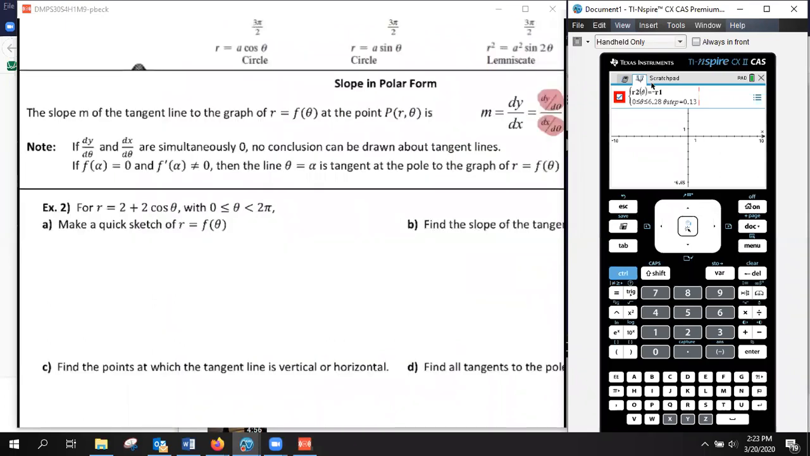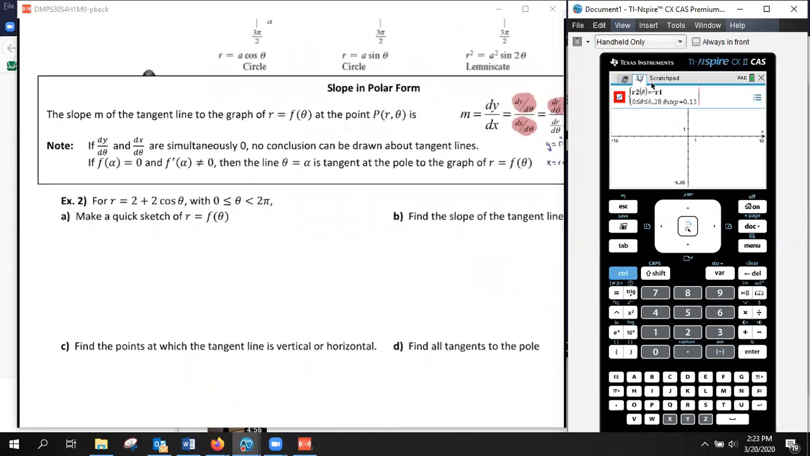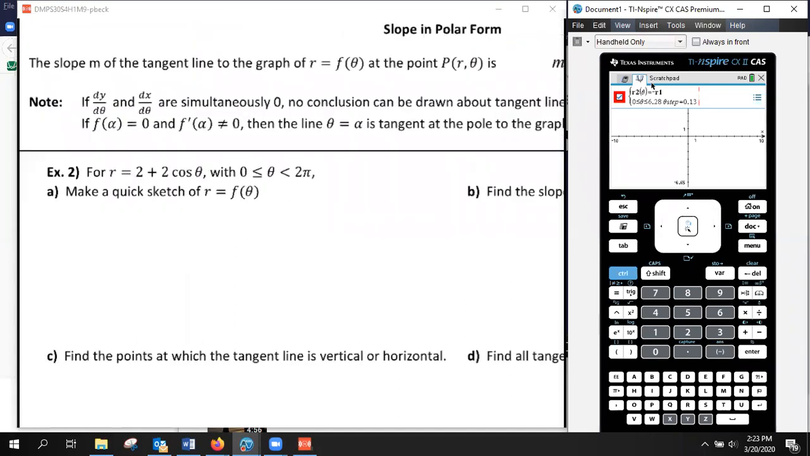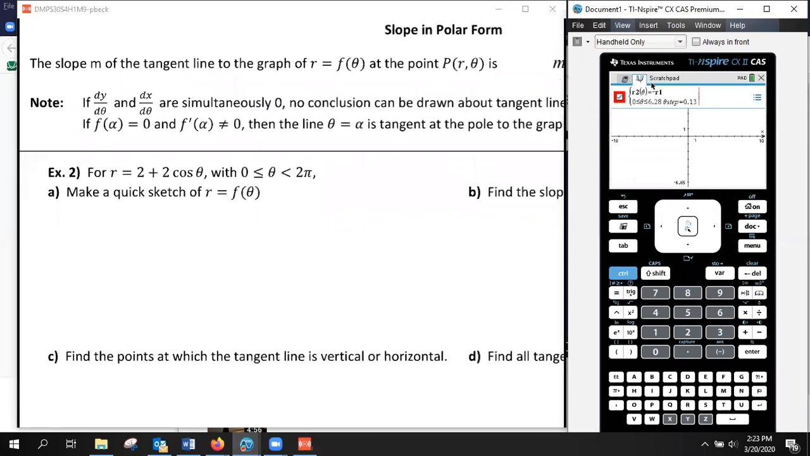So for example number 2, one of the big notes that we need to make, if both dy d theta and dx d theta are simultaneously 0, we can't say anything about what's going on with the tangent line because of the 0 over 0. We'd have to do some more work in terms of L'Hopital's rule, but that's going to go into a lot more analysis than the nature of this course.